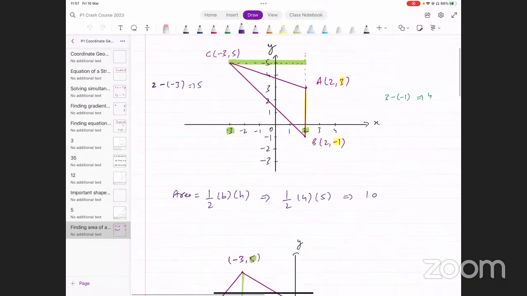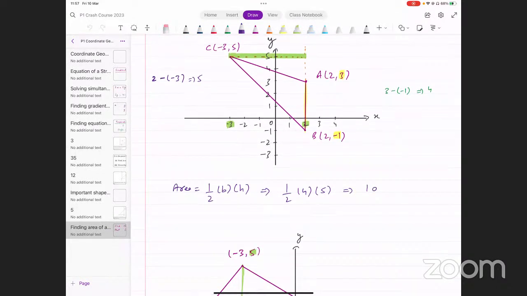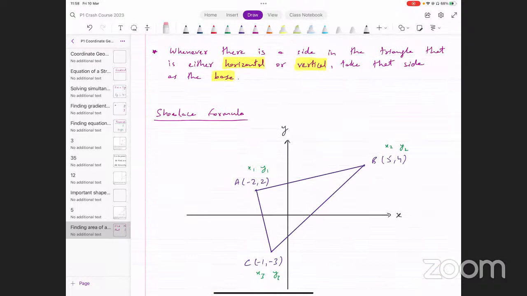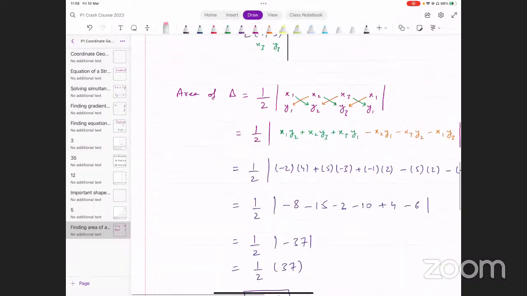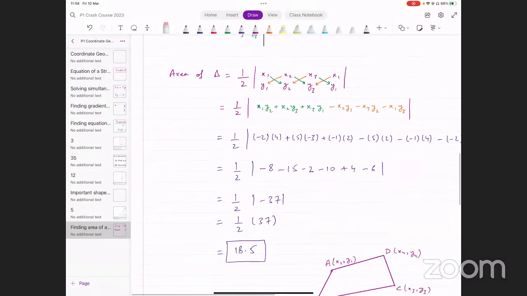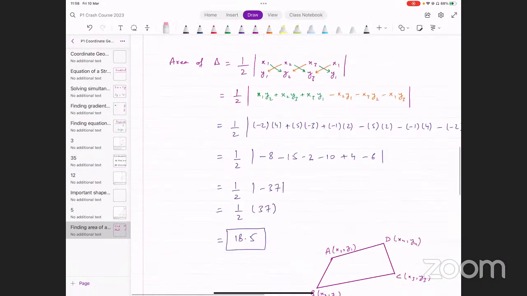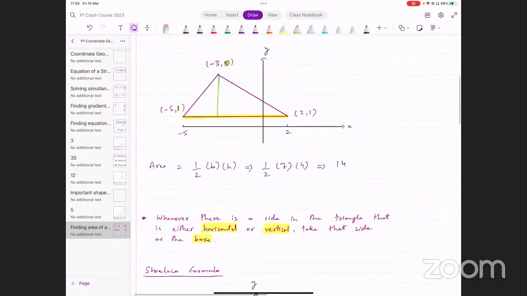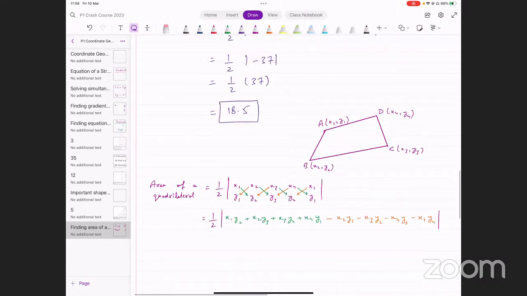Sometimes you have a shape that you can just use, for example, a triangle. For a triangle, you can just use half into base into height if you have coordinates given that one of the sides is either horizontal or vertical. However, if none of the sides is horizontal or vertical, you have this shoelace formula that you can use sometimes for triangles, and it can also be extended to other shapes which are more than three sides, for example, for quadrilaterals as well. That's what we talked about in our last session.